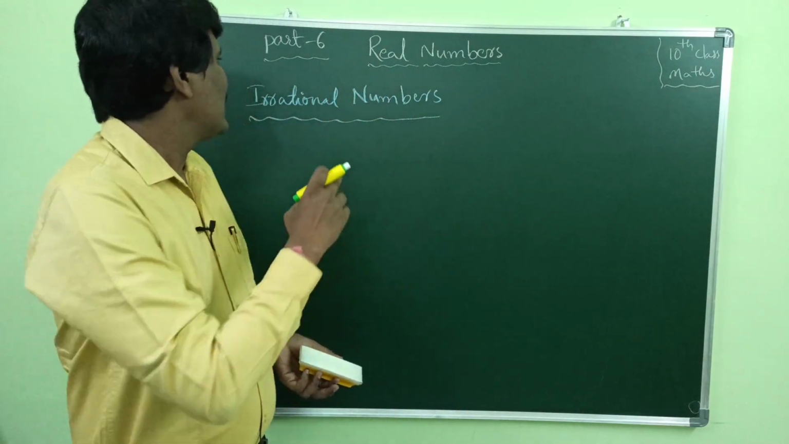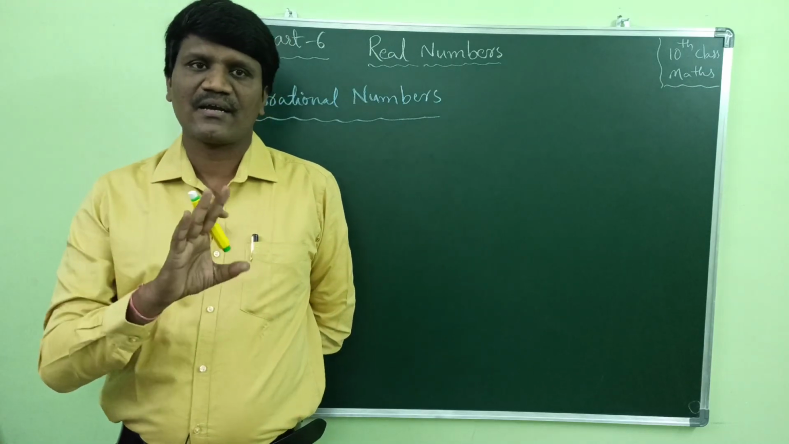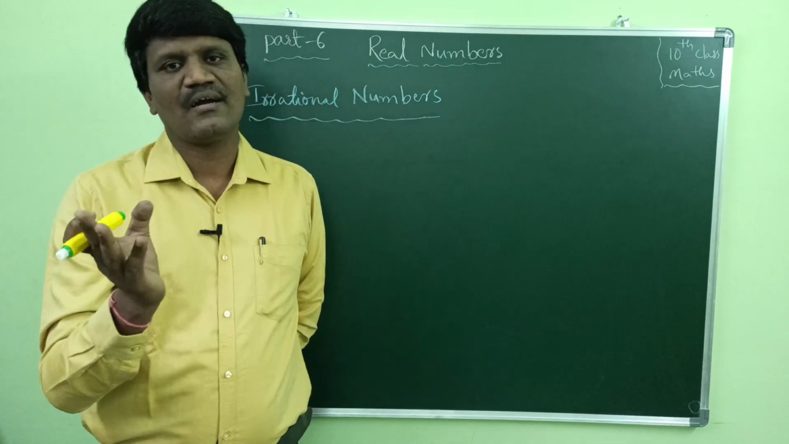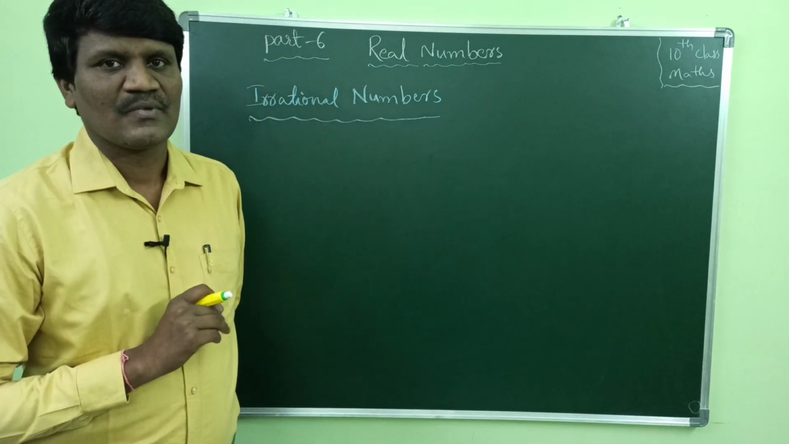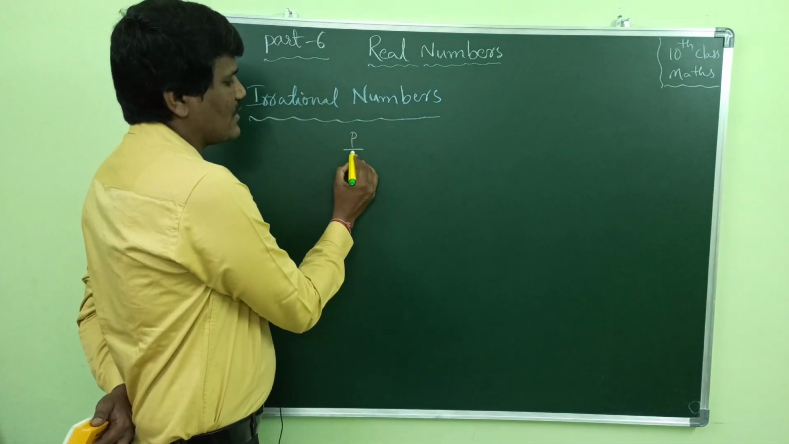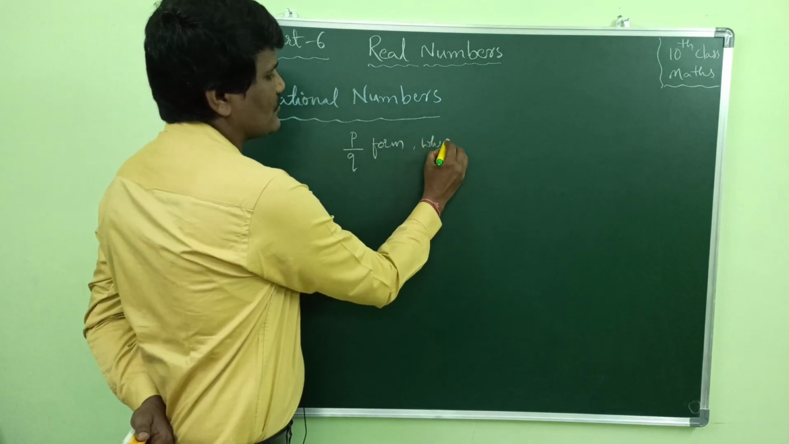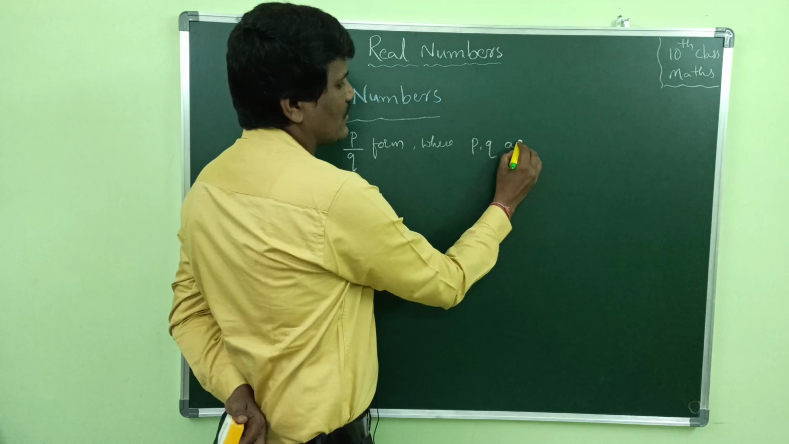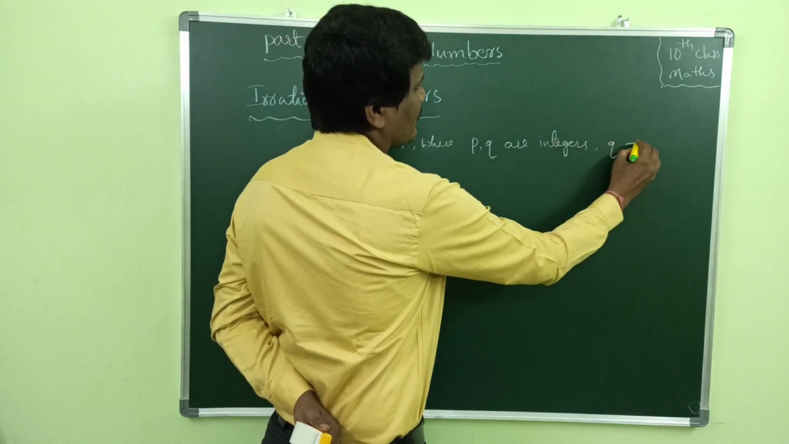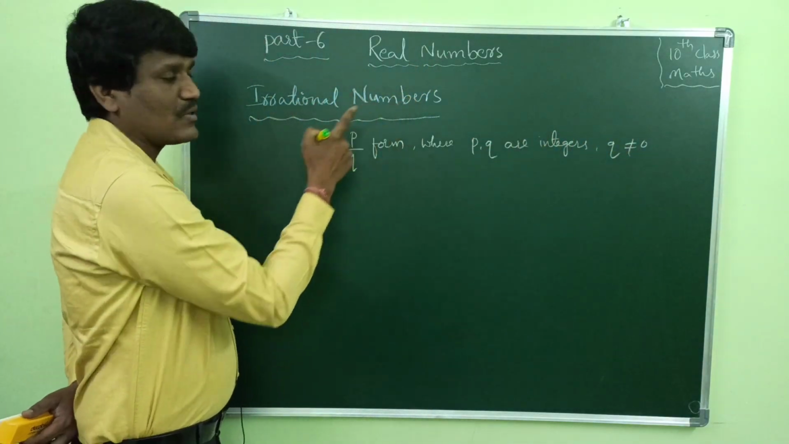Let us see now. Irrational numbers are nothing but the numbers which are not rational. The numbers which are not rational are called irrational numbers. So what is a rational number? Already we know that it is a number in p by q form, where p comma q are integers and q not 0. So what is an irrational number?